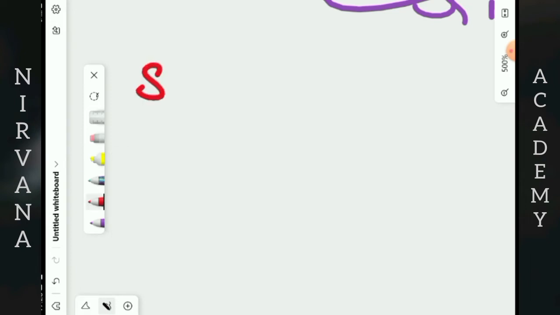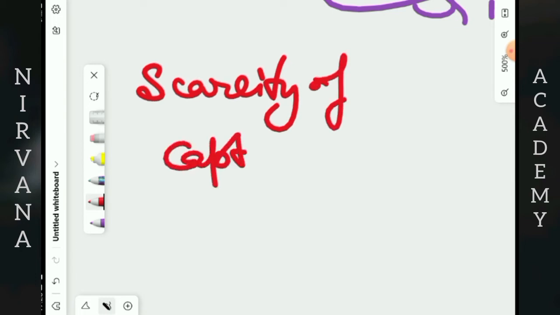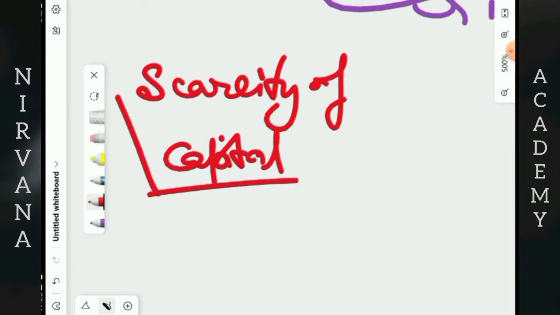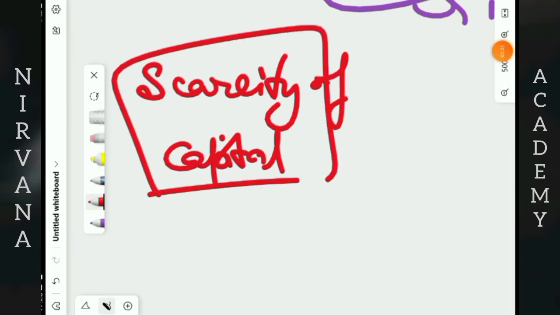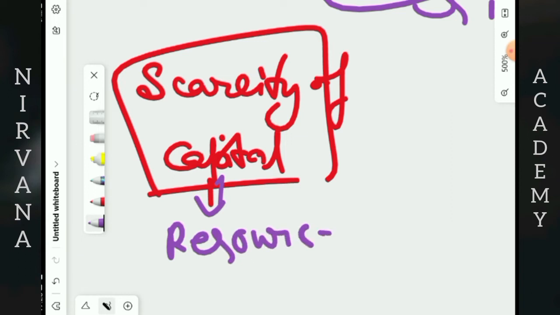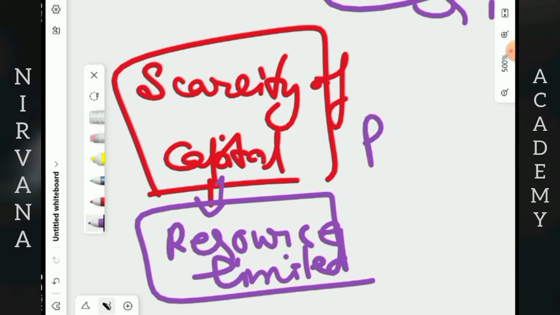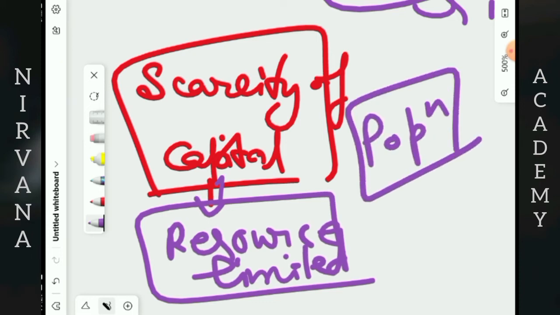The third cause is scarcity of capital. Because resources are limited, they are not unlimited. Resources are limited, but population is growing at a higher rate. So all will not be able to use the resources, and so this also becomes a cause for inequality.